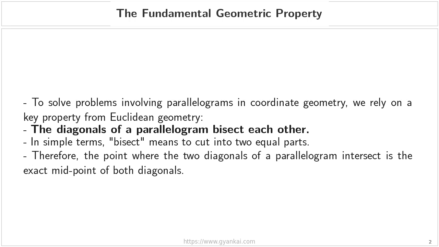So, what does this mean for our calculations? It means that the specific point where the two diagonals cross each other, the intersection point, is not just any random point. It is the exact midpoint of both diagonals. This is a crucial realization because it allows us to use the midpoint formula we just learned to link the coordinates of opposite vertices together, which we will demonstrate in the next few slides.